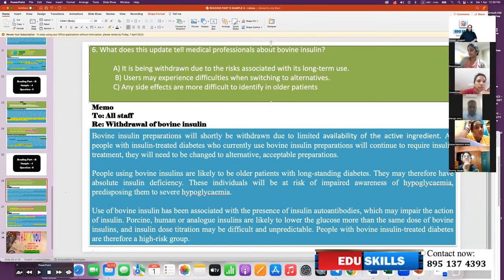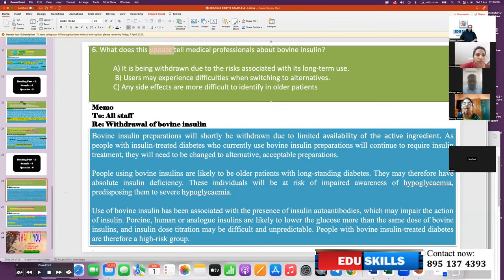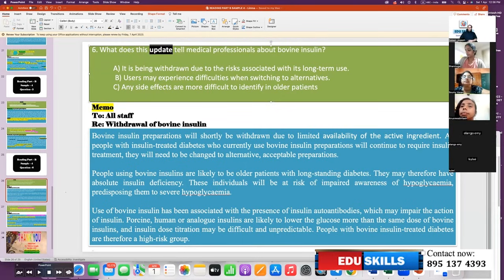What type of document is this? It's a memo. The memo is giving the update, right? Update means new information. The memo is giving the update to medical professionals about bovine insulin. Here, all staff, the red line says withdrawal of bovine insulin. The heading is important: withdrawal of bovine insulin.